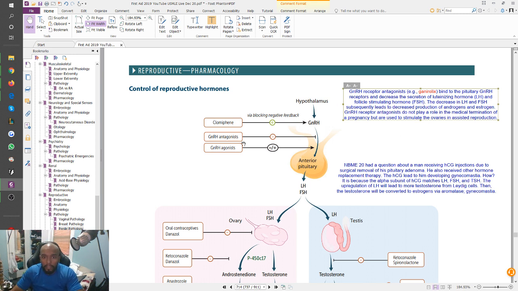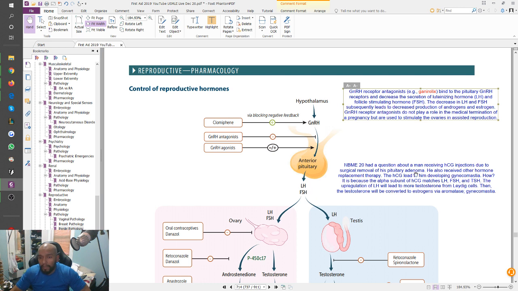Over here, other than that, they also show you clomiphene, which upregulates GnRH by blocking the negative feedback that hormones from the ovary or testes can have, right? So like inhibin and whatnot. There won't be any negative feedback, so you keep releasing more GnRH, LH, FSH, etc. Everything downstream.